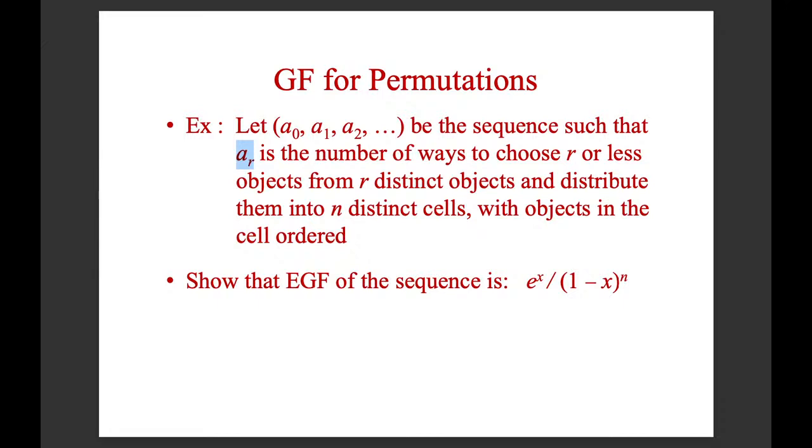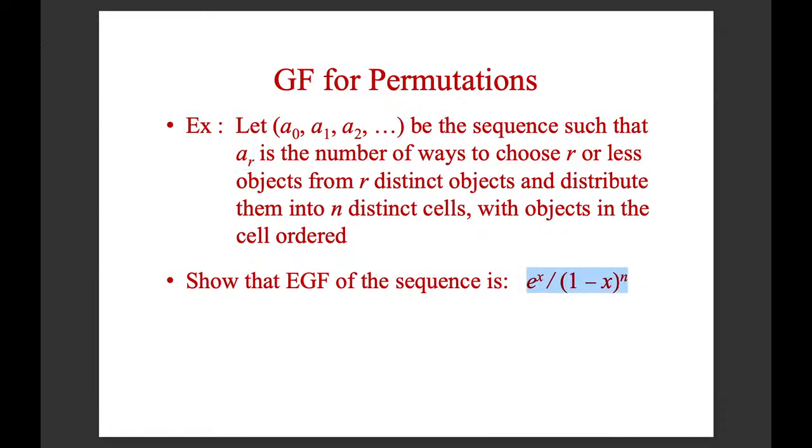But then how many ways are there to select them? We may not be using every one of them. And then we are going to put these objects into n distinct cells. The objects inside a cell, the ordering matters. So which one is put as the first object in a certain cell, which one is put as the second object in a certain cell, it matters. So how many ways are there? Here in this problem we are not actually counting A_r, we just need to show that the EGF for this system is this one, okay?